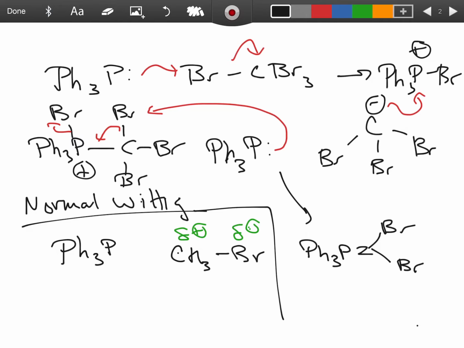So we kind of get to the Wittig reagent in a slightly different way than we normally would, right? We can't add to the carbon directly, so we add to the halogen, break the carbon-bromine bond, get a carbanion that can add back to our positively charged phosphorus, then have another triphenylphosphine knock off the bromine to get us to our Wittig reagent. So here's our Wittig reagent.